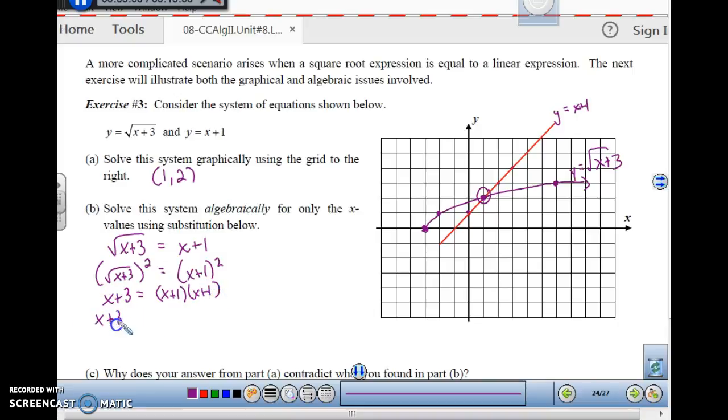All right, so to solve that, I get x squared. If I FOIL this out, it's 1x and 1x is 2x plus 1. Well, that's a quadratic equation. So we want to get it equal to 0. So I'm going to move these over here. So I'm going to minus the x and minus the 3. And that gives me x squared plus x minus 2 is equal to 0. Factor, factor, factor.